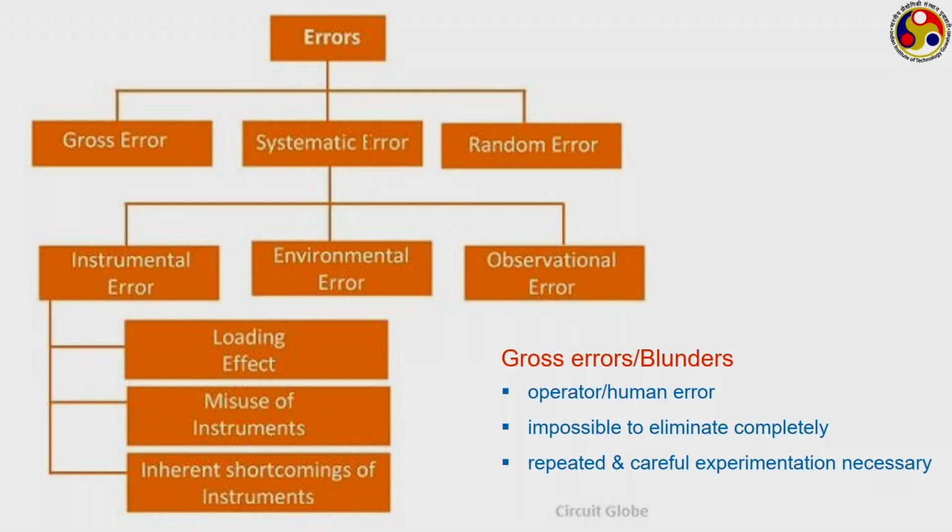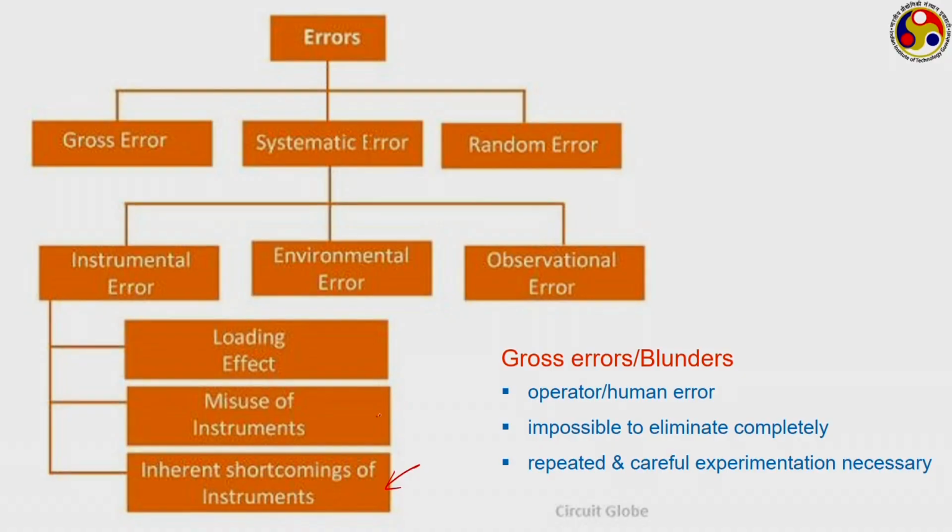And the instrumental error is an inherent shortcoming of the instrument. Like we have already seen an example where the instrument does not have a sufficient resolution to do the measurement, that refers to the inherent shortcoming. There can be some other problem inside the instrument itself. Misuse of the instrument: suppose you are trying to measure some value which is outside the range of the instrument, that is a kind of misuse.